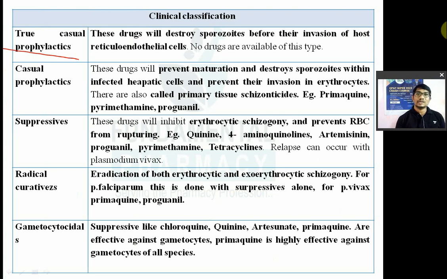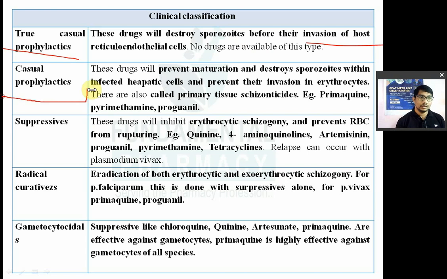How? These drugs will destroy sporozoites before invasion of the host reticuloendothelial cells. So these drugs destroy the sporozoites before their entry into the liver. Actually, no such drug is available for this type. No true causal prophylactic drug is available.